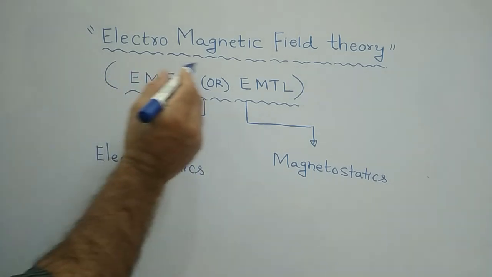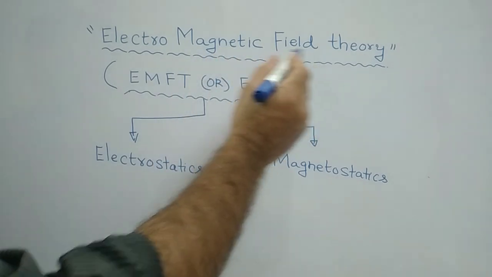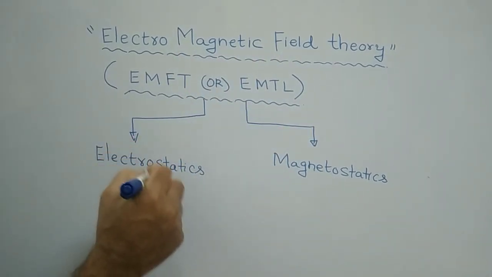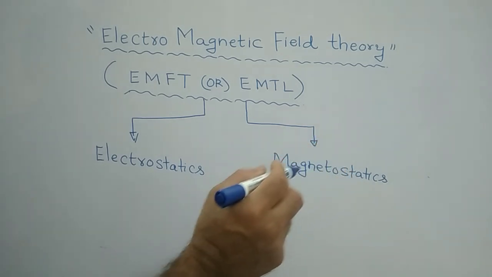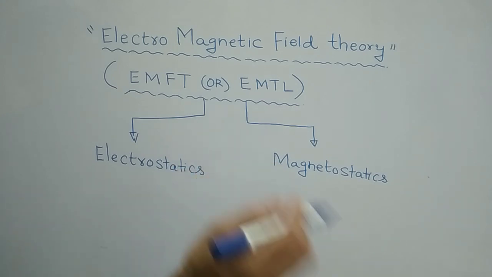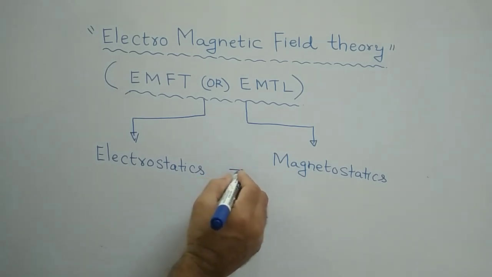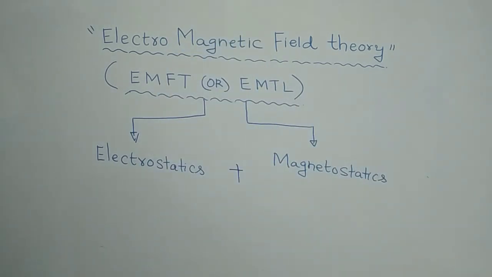As the name itself suggests, electromagnetic includes both the electric field, or electrostatic fields, as well as the magnetostatics, or the magnetic fields. It is the combination of both the electric field and the magnetic field, right? Therefore the combination of these two gives rise to EMFT or EMTL, right?